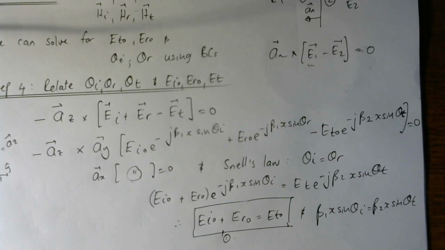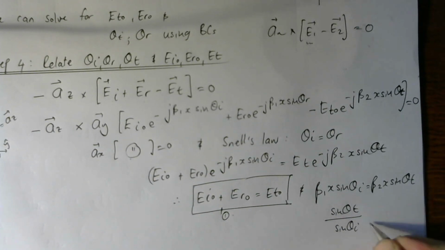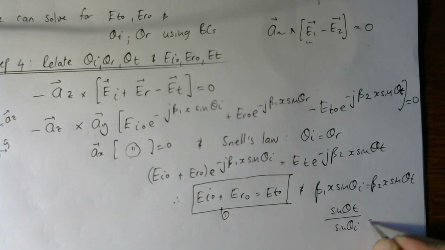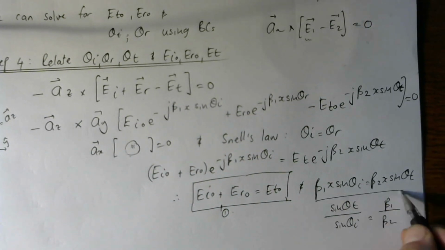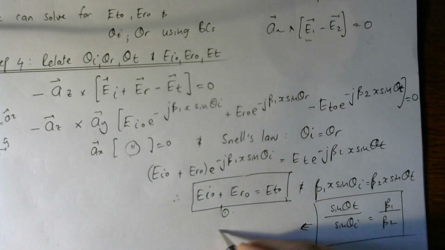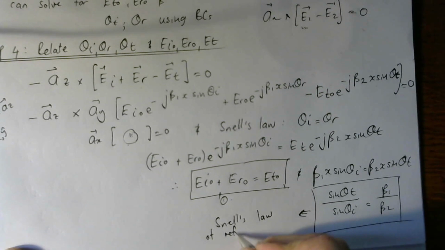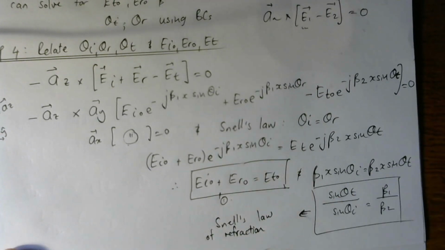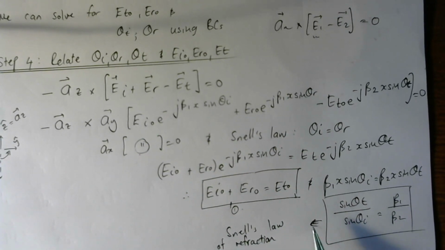But I also now have an equation for the angles, relating the angles. And this, I can rewrite a little bit to look like this. I just divide by sine theta. So it's sine theta t over sine theta I, the incident angle, is equal to beta 1 over beta 2. And this is also known as Snell's law of refraction. These are two fairly important results. If I ask you to derive for me a relation between the angles and the coefficients, then this would be the way in which you do it.